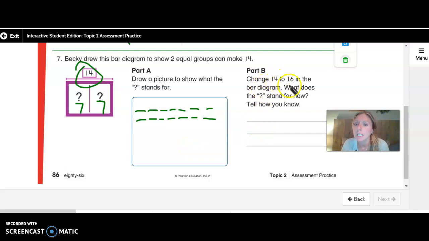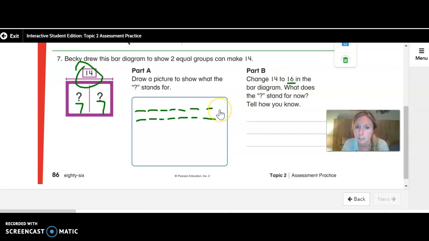Change 14 to 16 in the bar diagram. So what does the question mark stand for now, and how do you know? So here you're going to need to write some words. This is where we type something in or write some words. My clock is about to run out. This is about as long of a video as I can make, so I'm not going to write it out. But what number would it be? We just need to add 14, 15, 16.